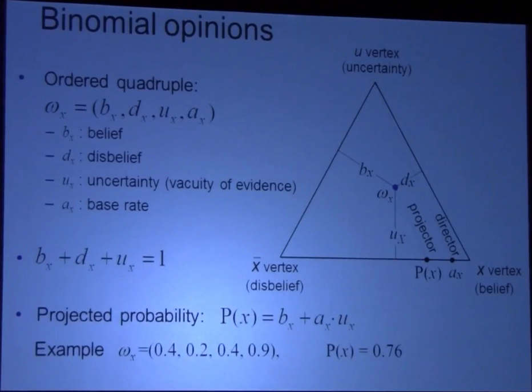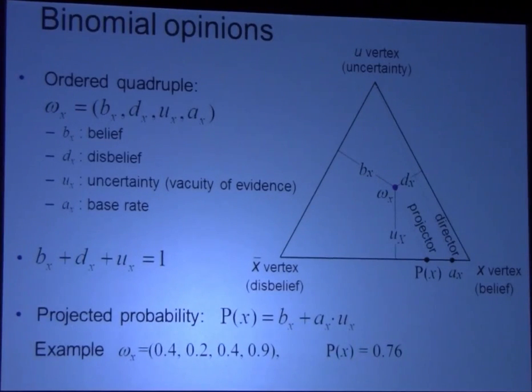And we can do more stuff geometrically. The base rate, or the prior, you can just put as a point on the baseline. The line from the top which joins the base rate point is called the director. Now make a line in parallel with the director from the opinion point to the baseline. This is the projected probability of an opinion. So although an opinion contains lots of uncertainty, if you really want a probability, there you have it. It's a scalar probability, the projected probability. This is a geometric visualization of how to derive it based on the line joining the top and the base rate.